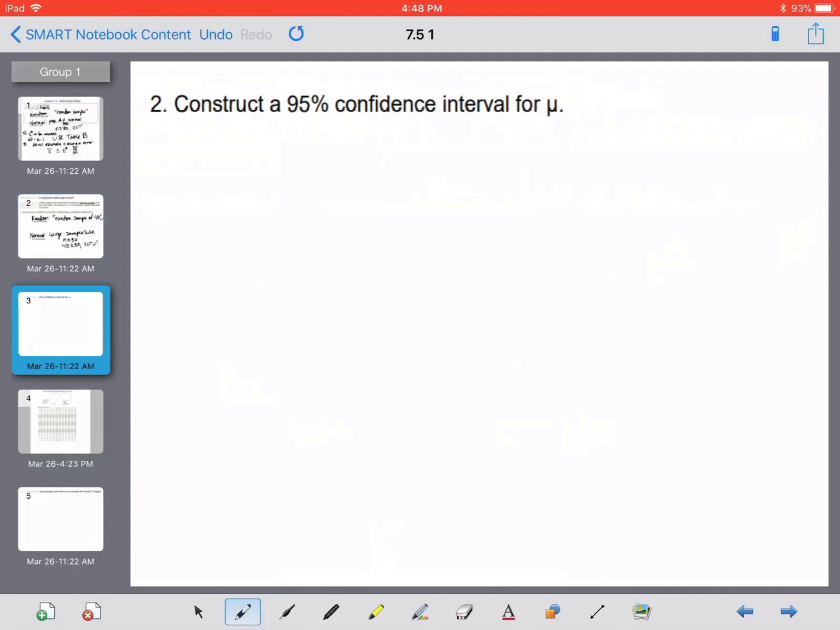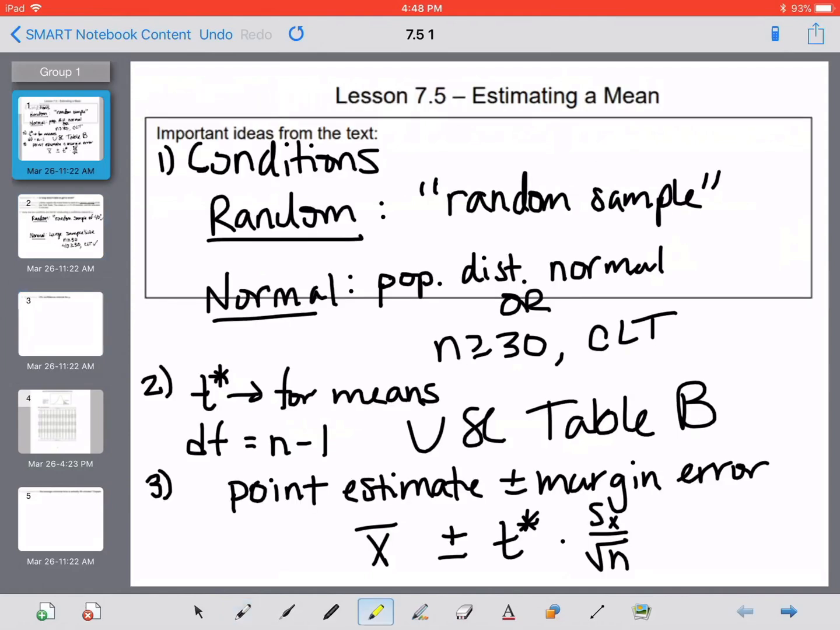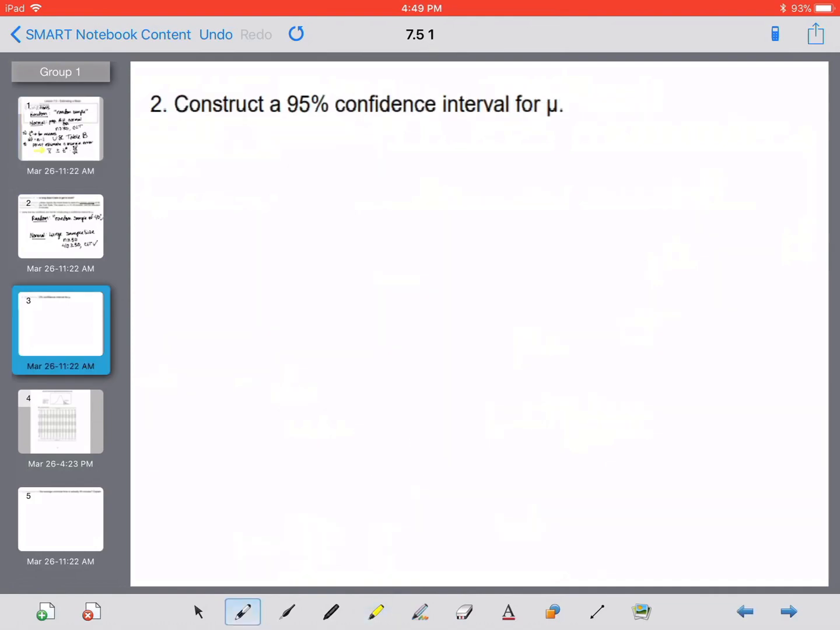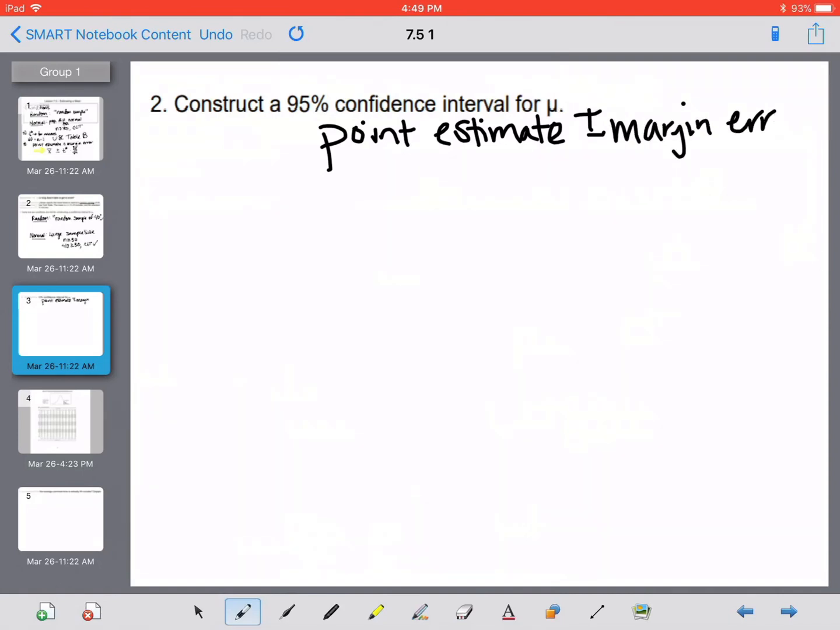The second part here: construct a 95% confidence interval for the mean. Now this is where I'm going to need that formula, the point estimate plus or minus the margin of error. I'm going to go ahead and write that out. That's x bar, or the mean, plus or minus your t times the standard deviation divided by the square root of n.